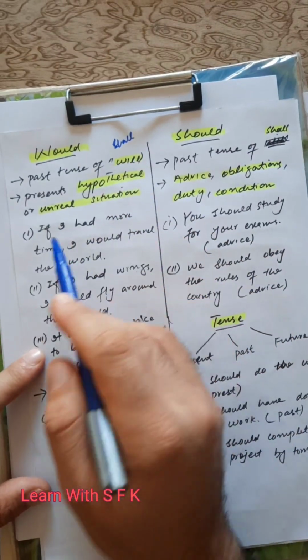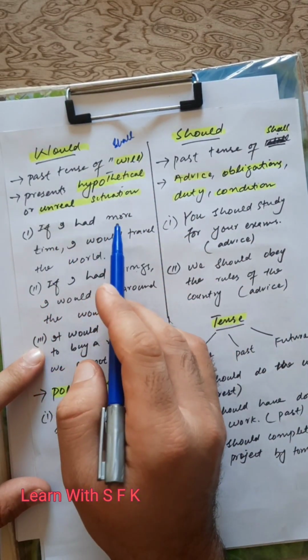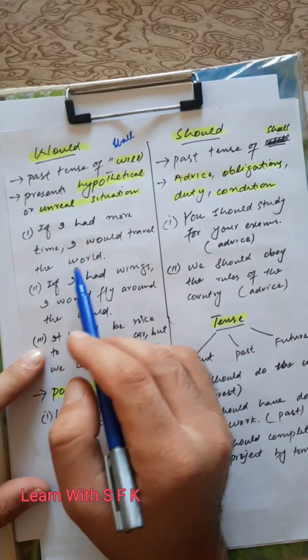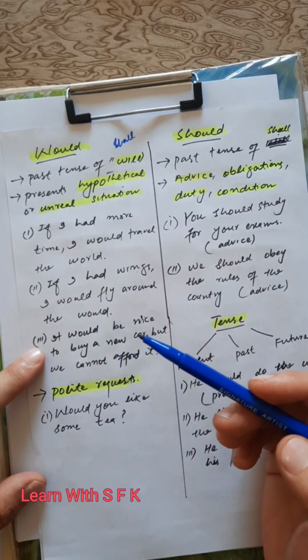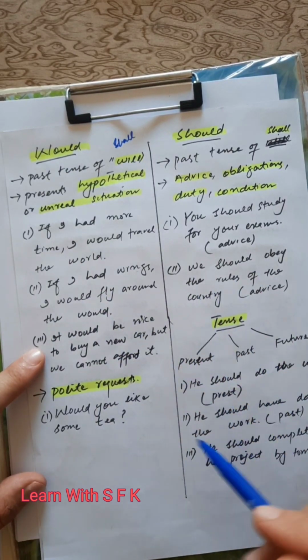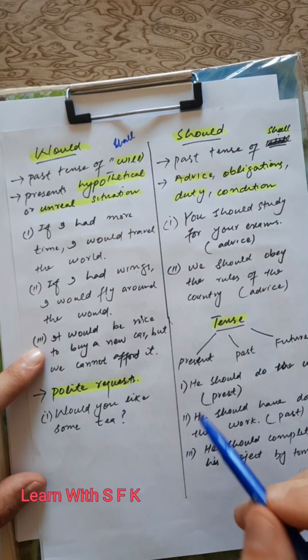Let us discuss some examples. If I had more time, I would travel the world. अगर मेरे पास और मज़ीद टाइम होता तो मैं पूरा दुनिया जो है वो उसको ट्रेवल करता.